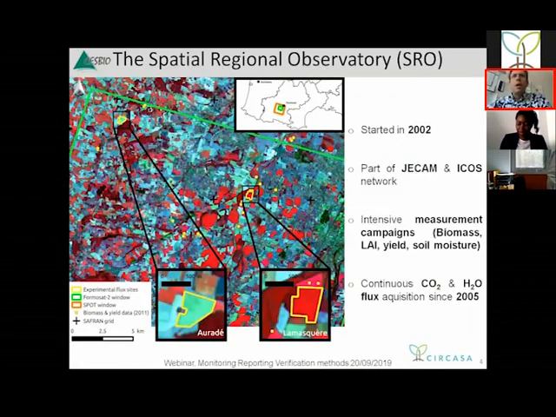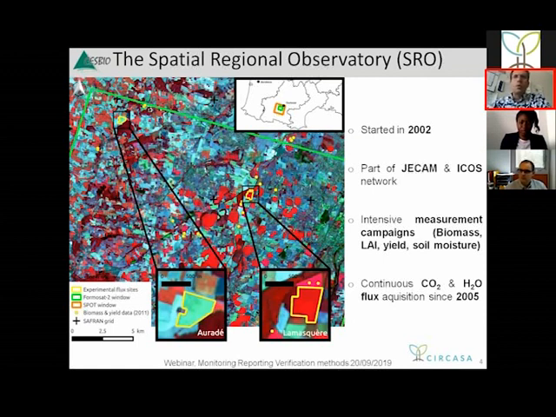And the question now is, how can we use those remote sensing derived products to calculate specifically here the carbon budget? We started working on that more than 10 years ago in southern France, thanks to the Spatial Regional Observatory that started in 2002. And this area of study is part of two international networks, the JECAM and ICOS network. ICOS is a network of flux towers that allow to measure continuously CO2 and other greenhouse gases net emissions.